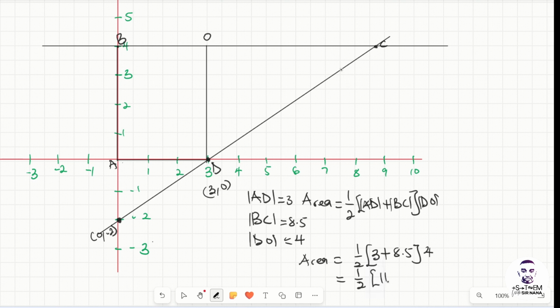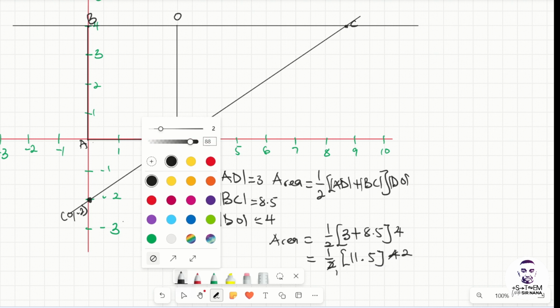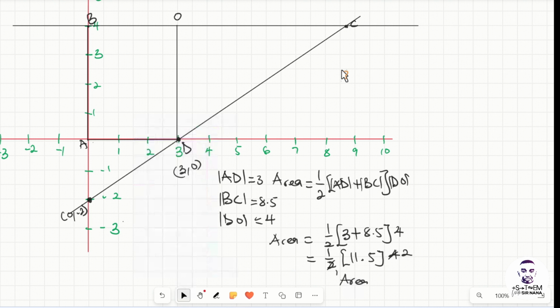Right, so we know that this gives us half. 8.5 plus 3 gives us 11.5. Then we multiply this by 4. Right, 2 can go here, 1, 2 can go here, 2. So you are going to have 11.5 multiplying 4, and 11.5 times 4, times 2, because we've cancelled already, is going to give us 23, right? So you are going to have 23 for the multiplication of half multiplying 11.5 times 4. So that gives us 23. So it means that the area is equal to 23 square units.